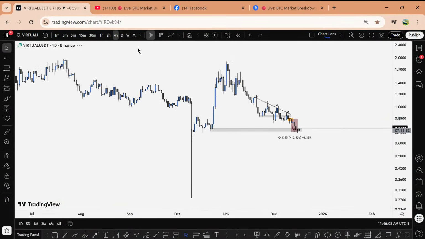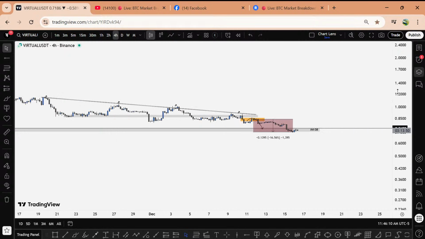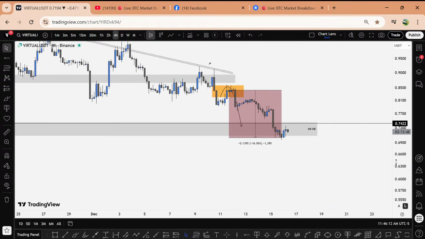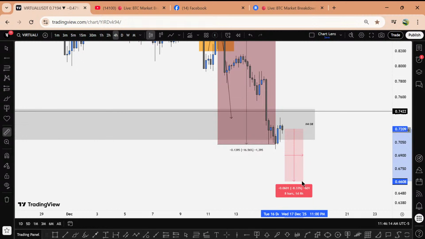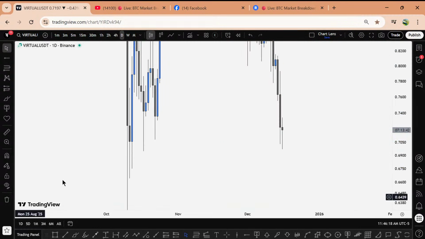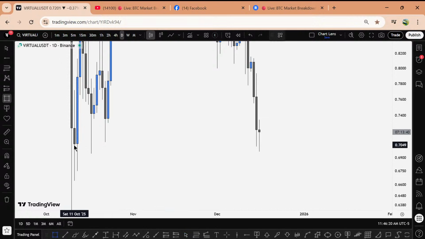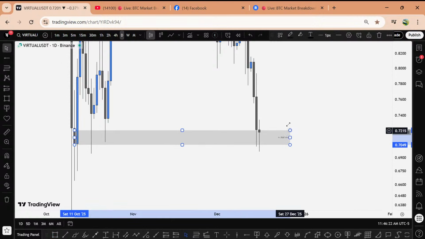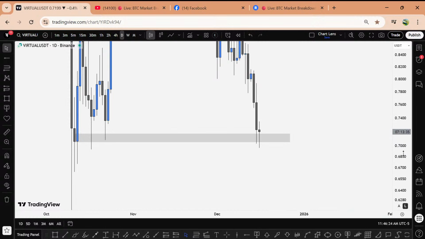Virtual is also bleeding very well, and I'm expecting more dump in it. More dump is expected in it. Just wait. This is a very important demand zone.